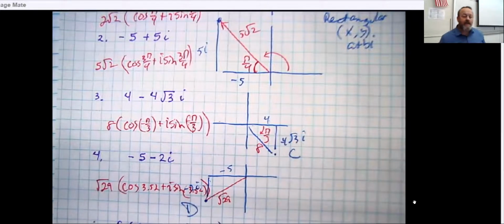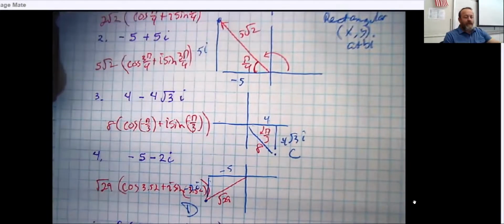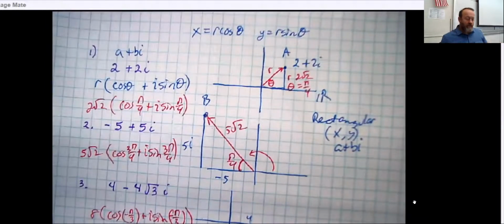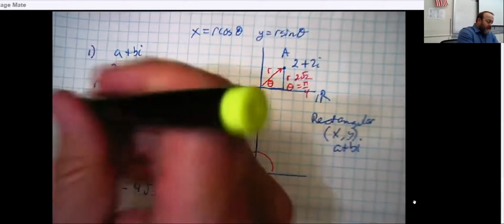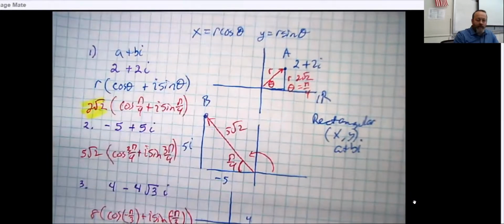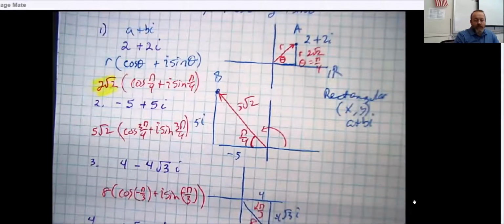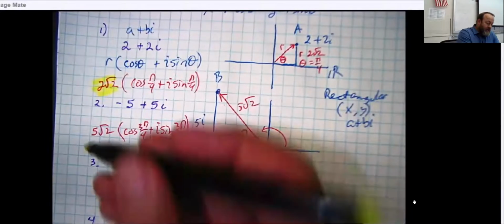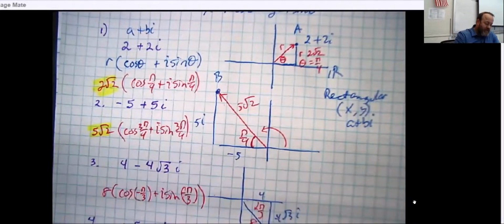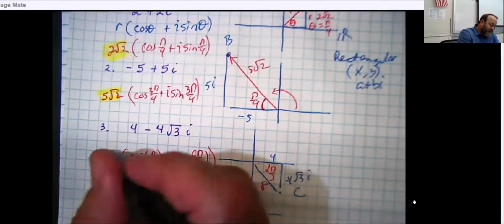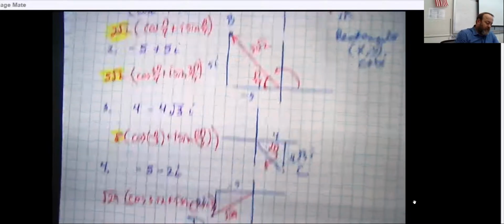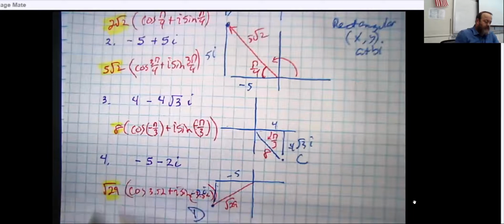Now, this is again called trigonometric form. And let me give you just a little bit of extra information. This number sitting in front right here is known as its modulus. That number, that radius, is no longer actually called a radius in this situation. It's a modulus. So the modulus of the first one was 2 roots of 2. The second one was 5 roots of 2. Then we had 8 for a modulus and root 29 for a modulus.